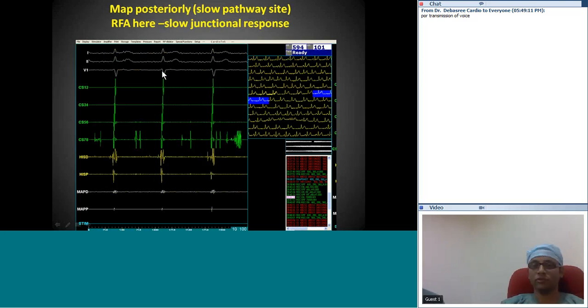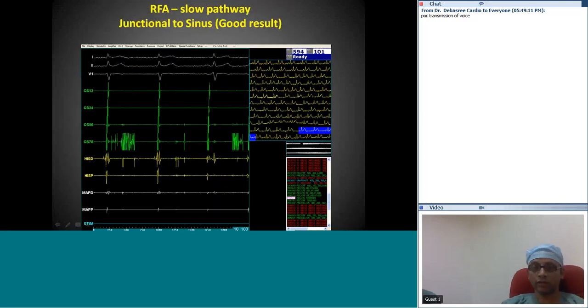So you can see the junctional rhythm here. It's up straight on the straight line. It should be a slow junctional rhythm. If you're burning the fast pathway, you will have an accelerated junctional rhythm. Time to stop immediately, because your catheter might have moved. So you get a slow junctional rhythm, and then it starts getting sinus. That usually means that you've done good.